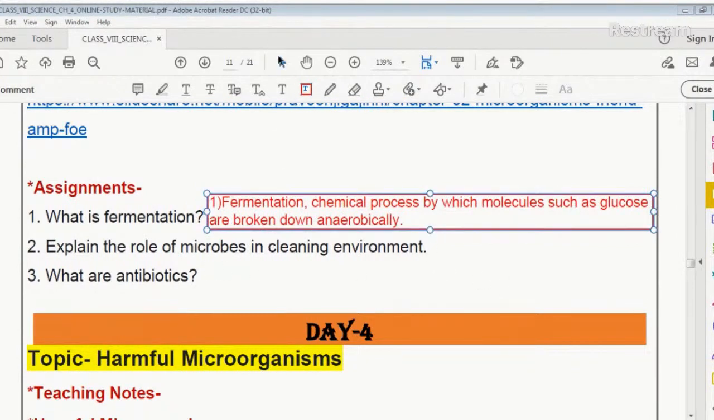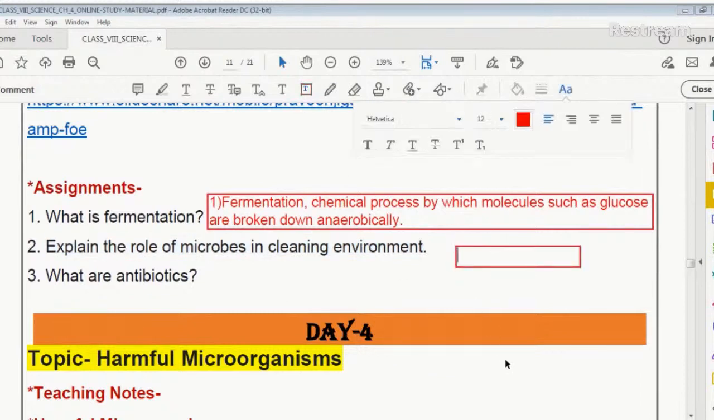Okay, now comes number two. Explain the role of microbes in cleaning the environment. Now, in short, I will tell that microbes help in cleaning up the environment, and they decompose dead and decaying matter from animals and plants. This is number two answer. I'm writing, just a second.